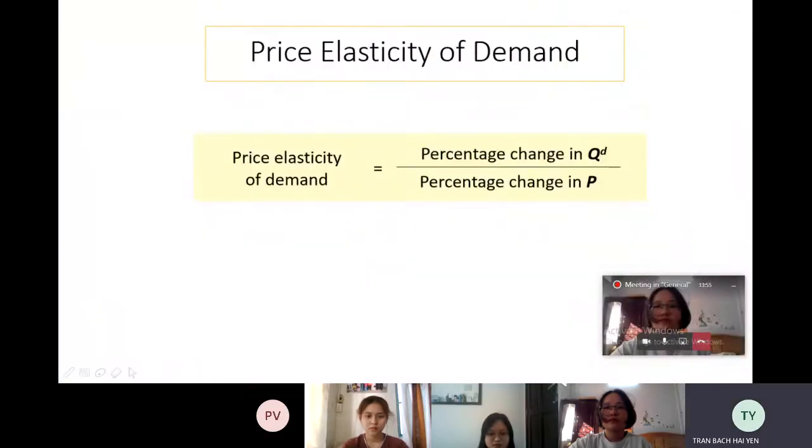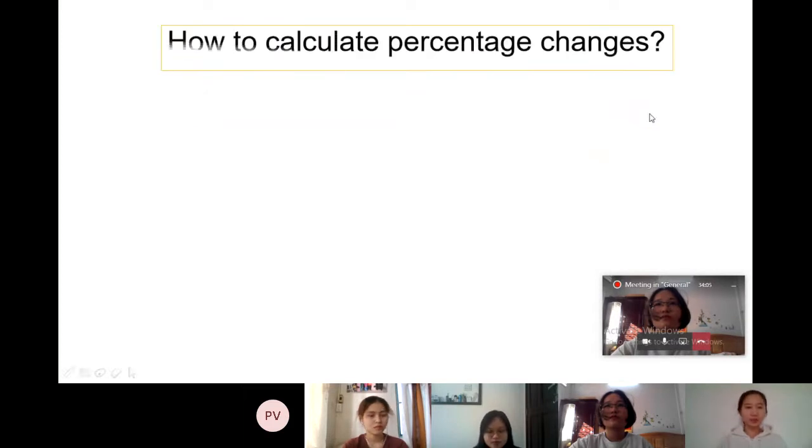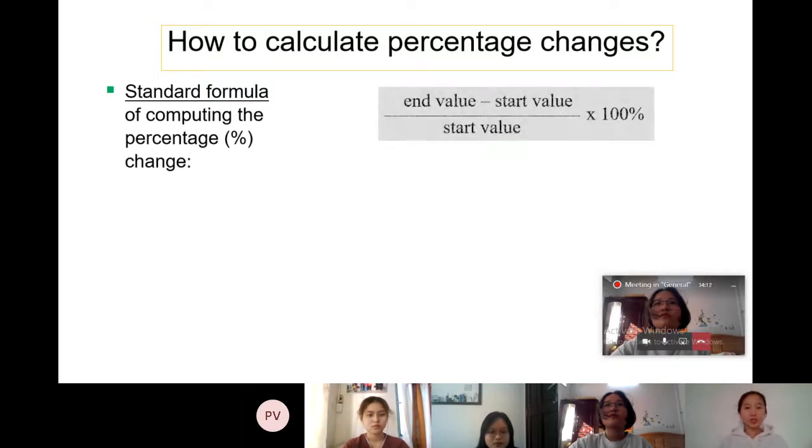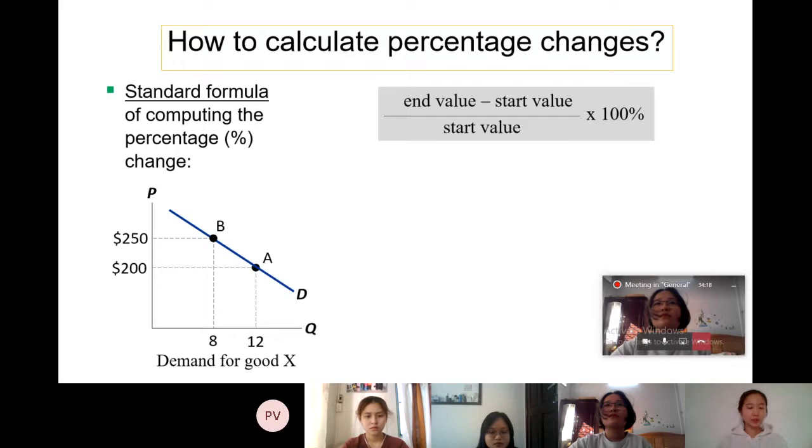Hello teacher, my name is Trần Bạch. As I mentioned before, this is how you calculate the price elasticity of demand. And now I will show you how to calculate the percentage change in quantity demanded and price. As usual, we use the standard formula to compute the percentage change. We take end value minus start value and divide it by start value and times 100%.